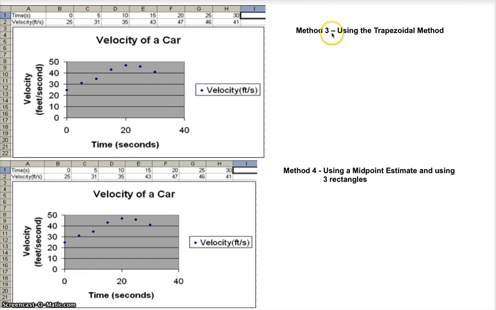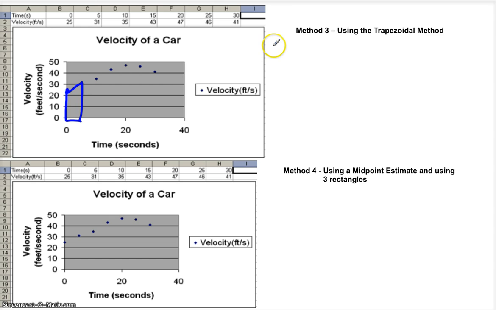Okay, method 3, the trapezoidal method. So now we're going to split up our regions into trapezoids. If we were to connect this point to that point with a straight line and then come straight down here, this shape is a trapezoid. So we're going to calculate the area of this trapezoid.